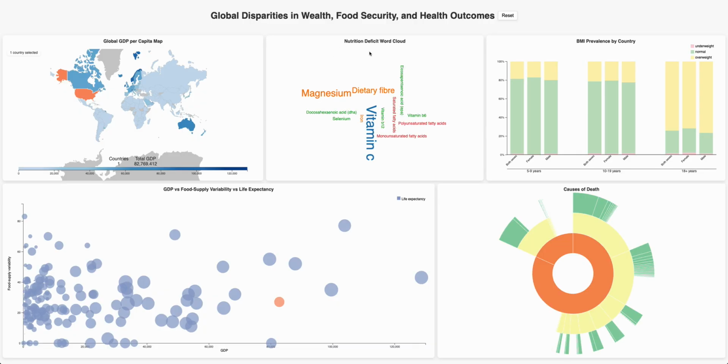The second chart is the nutrition deficit word cloud chart. It shows all of the nutrition deficit levels for the countries that you selected. For example, for the USA, the larger the word, the higher the deficit level of that nutrition. For example, vitamin C has a larger deficit.